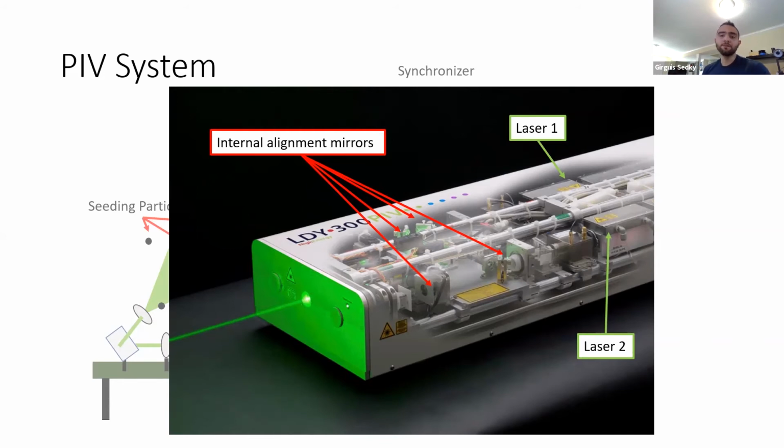However, if you have a really high frequency laser that can fire with the required frequency to get good correlation between sequential images, then you don't need two lasers. You can fire only one laser at the required pulse frequency.